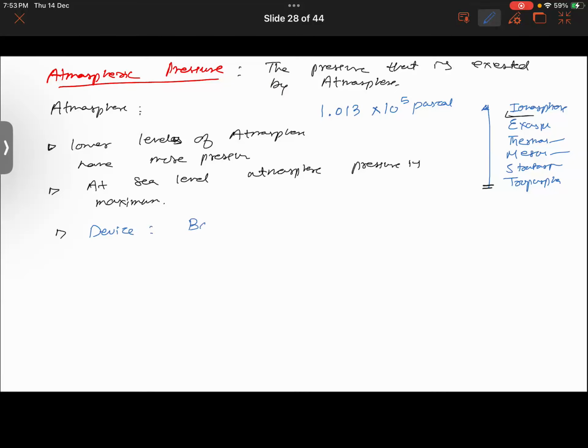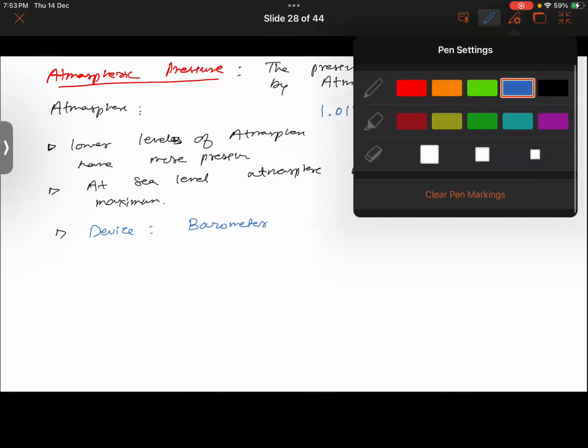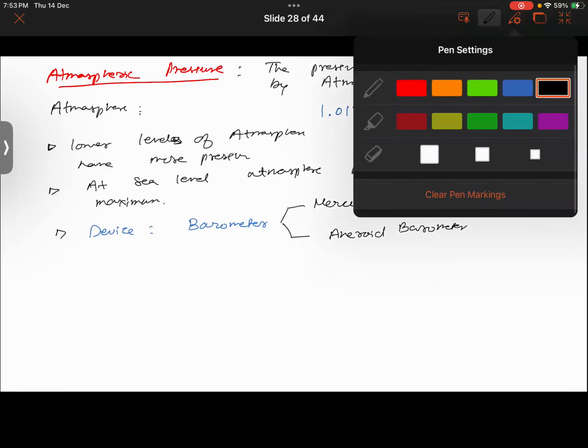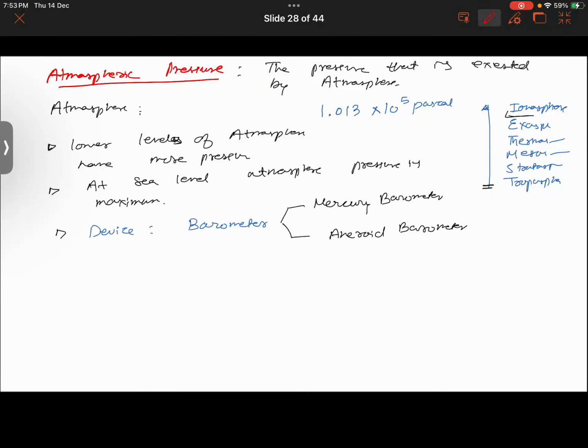Barometer. Barometers are also of two types. One in which we use mercury, that is called the mercury barometer. Another one is the aneroid barometer. Talking about the mercury barometer, you know mercury expands.